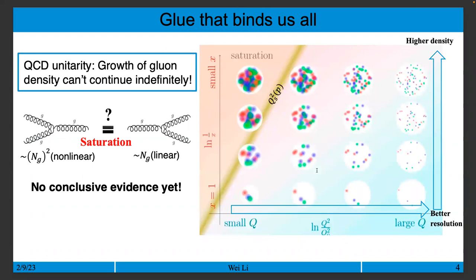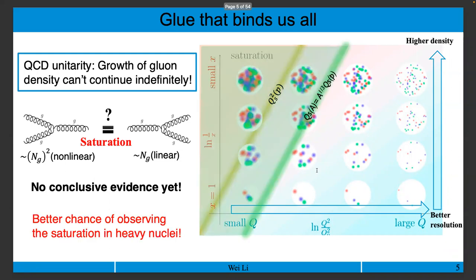The naive expectation is that this cannot keep going forever. At some point you are going to hit unitarity, and the so-called nonlinear effect, where two gluons recombine into one gluon, will start to kick in. At some point, this recombination and the gluon splitting process will reach a balance, and the density of the gluons will reach some sort of saturation. Quantitatively, we don't know yet at which point we reach saturation, but it should depend on the gluon density, x, and the resolution at which we probe it, Q squared. Experimentally, you can control that. So at very small x and not very high Q squared, we should see the onset of saturation, which should impact the structure of the nucleus at the initial stage of high energy collisions. I would say that so far there's no conclusive evidence for observing saturation yet.